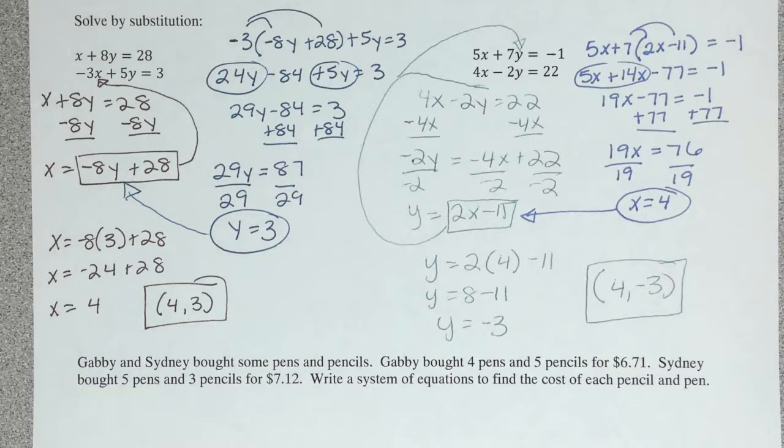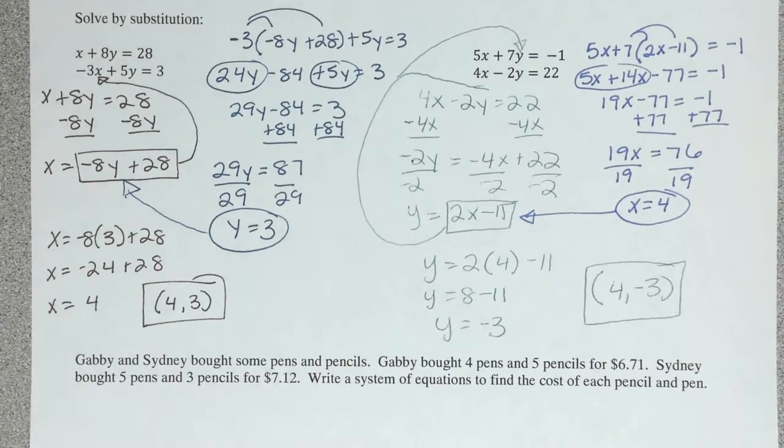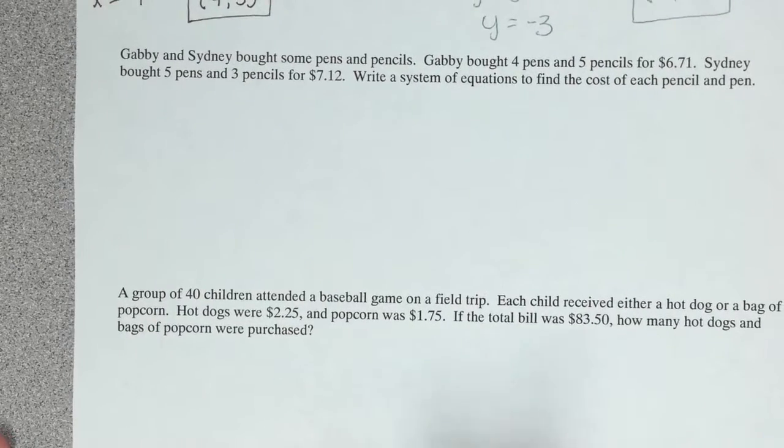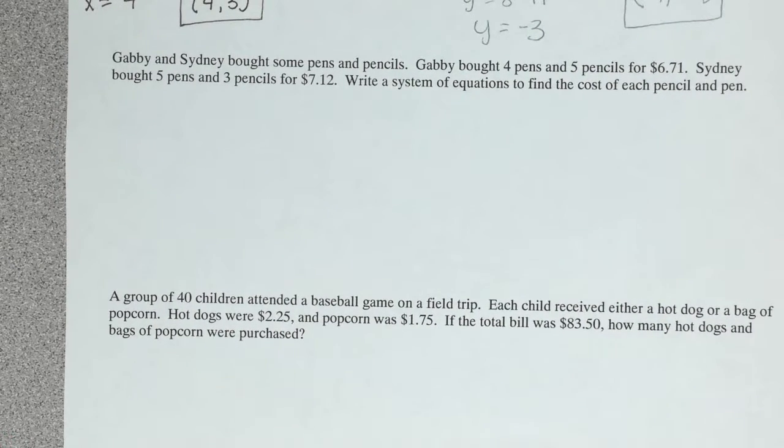Okay, now we're going to talk about word problems. This first one we're just going to have to write. The next one we're going to have to solve. So Gabby and Sydney bought some pens and pencils. Gabby bought 4 pens and 5 pencils for $6.71. Sydney bought 5 pens and 3 pencils for $7.12. Write a system of equations to find the cost of each pencil and pen.